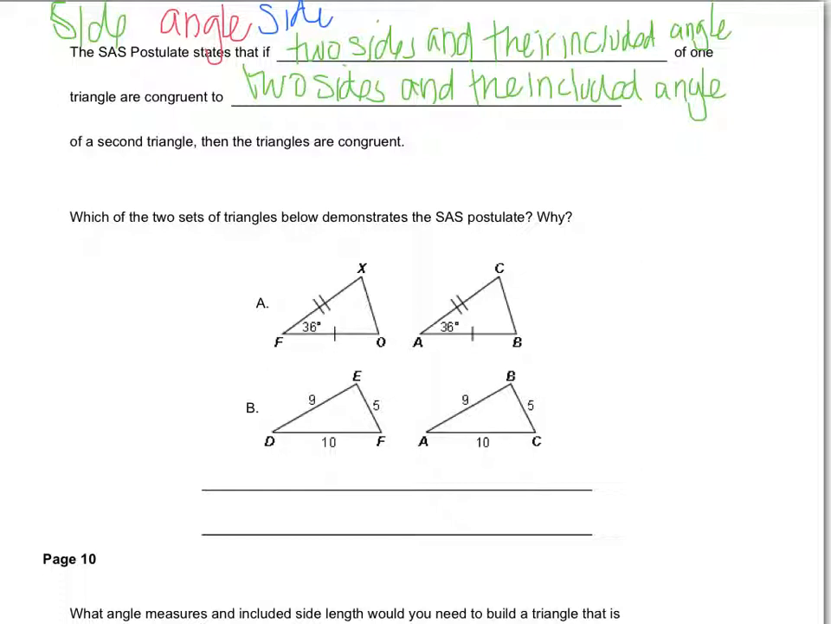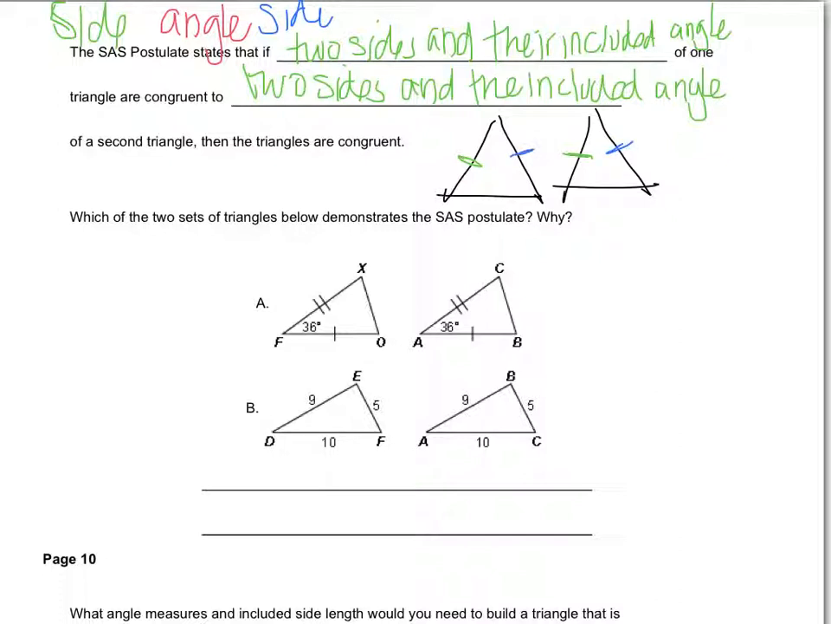So let me give you a picture. I have two triangles. In order for the side angle side postulate to be true, I have to have sides that are congruent. So I've labeled those in green. And then I have to have another side that's congruent. I'm going to label those in blue.